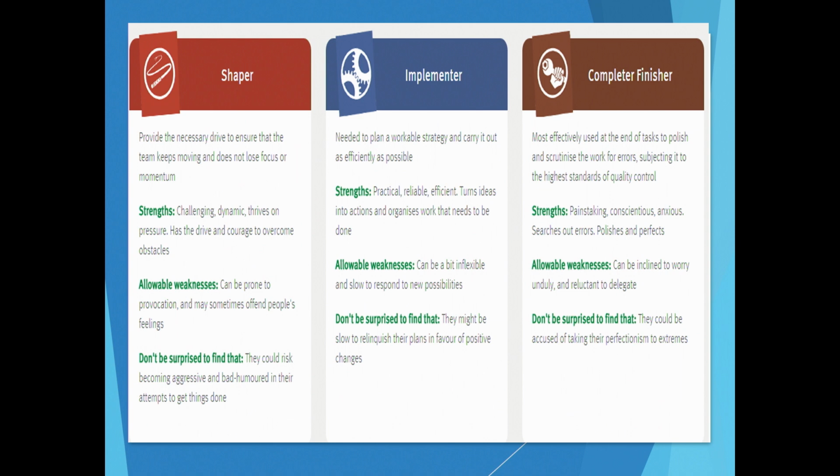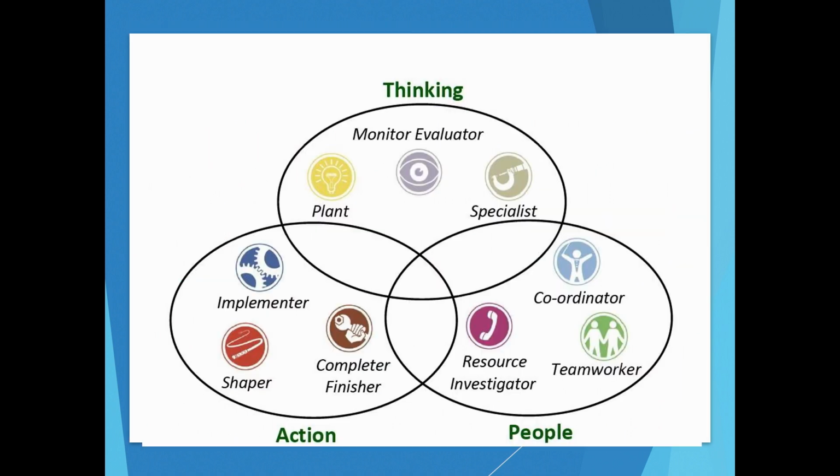Okay, so that is our 9 different personality types. Just going to have a little look as to how these actually pan out, so that we've grouped them into 3 different types. We've got our thinking type, so our monitor evaluator, the one who wants to see all the options before judging. We have our plant and we have our specialist, so they would be the more thinking type roles. We've got our action, our doer type people, our shaper, the person who's going out there and making the contacts, our completer finisher, and our implementer.